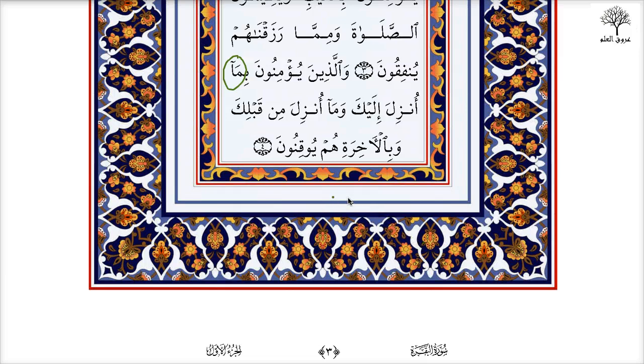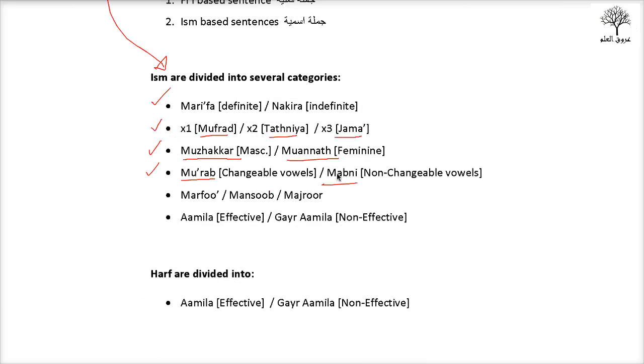Okay, I'll be explaining the types of mabni. So remember, today I'm focusing on generally what we need to cover, the things that we need to understand. I'm giving you an overview, inshallah, of the main things. Because Arabic grammar has lots of rules in it, we don't need all the rules all the time.